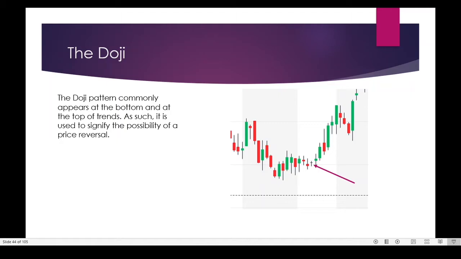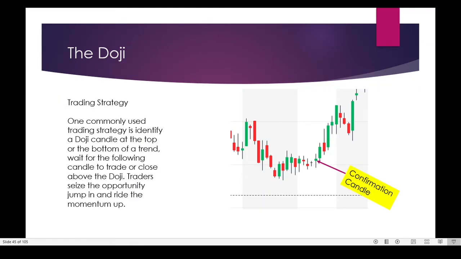Now, the Doji pattern commonly appears at the bottom and at the top of trends. As such, it is used to signify the possibility of a price reversal. So you can see on the chart here, the price is trending down. Then there's a Doji candle, and we have a price reversal.